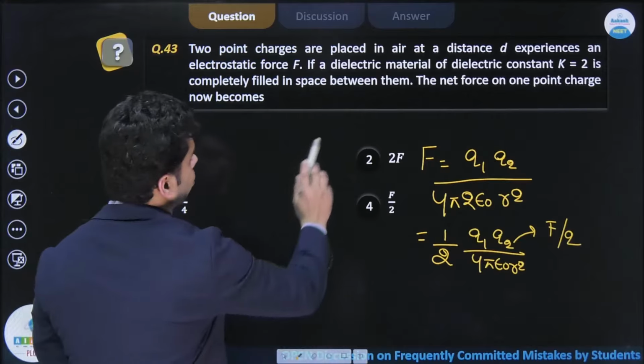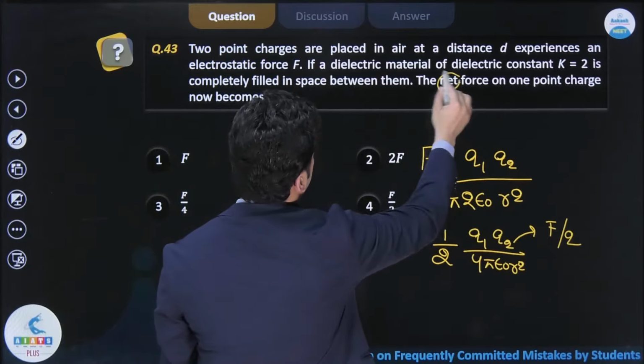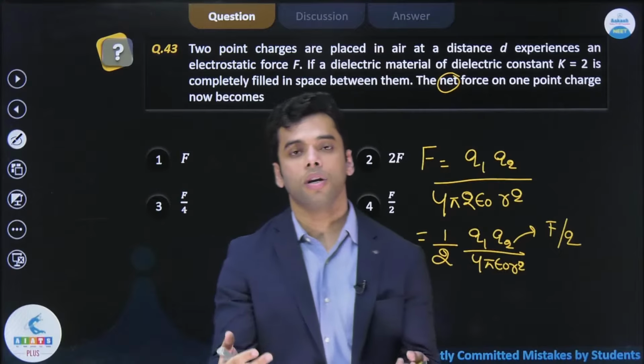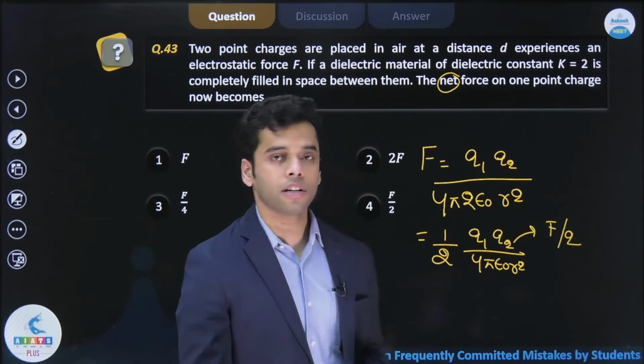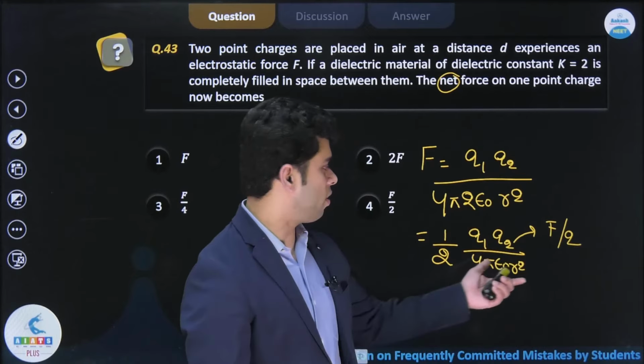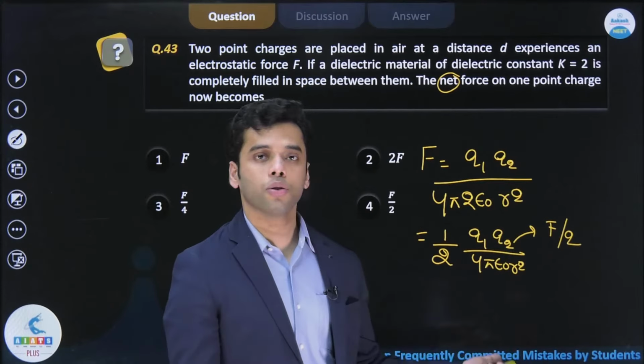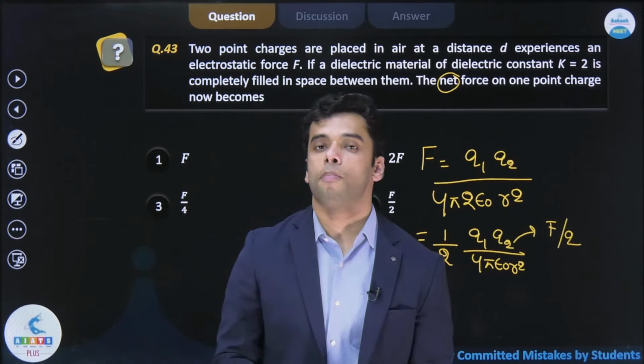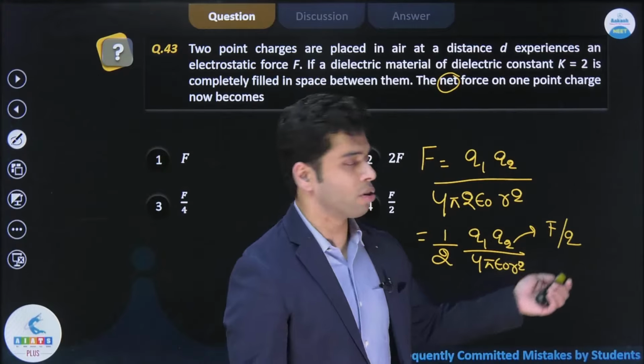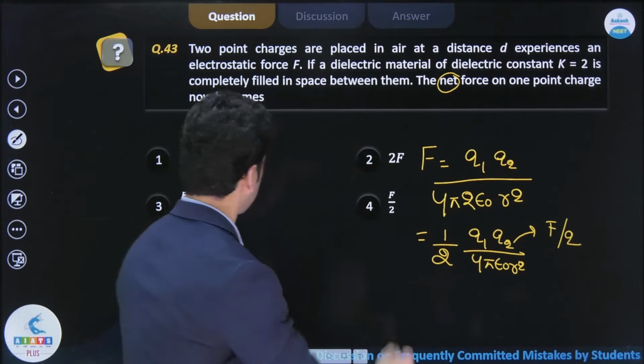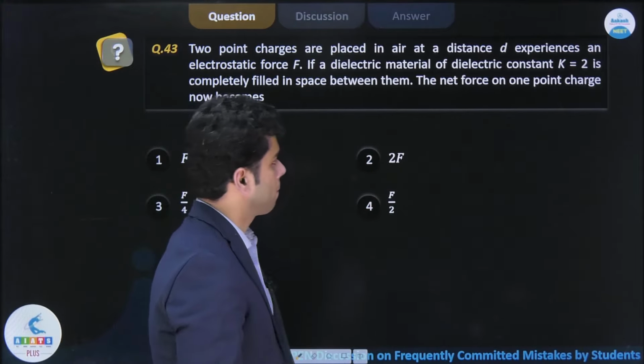प्लीज हैव अ लुक एट दैट. दे आर आस्किंग यू नेट फोर्स. उनके बीच का जो म्यूचुअल फोर्स है, इट इज इंडिपेंडेंट ऑफ द मीडियम, वो अभी भी F ही रहेगा, लेकिन वो आपसे नेट फोर्स पूछ रहे हैं तो उसमें आपको डाइलेक्ट्रिक का इंपैक्ट इंक्लूड करना पड़ेगा और फोर्स बिकम्स F/2. ऑप्शन 4 इज द करेक्ट आंसर.